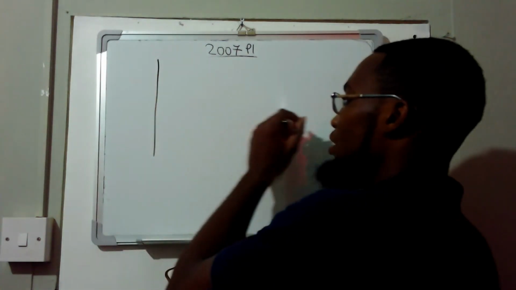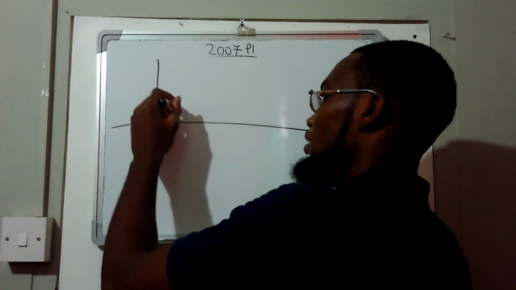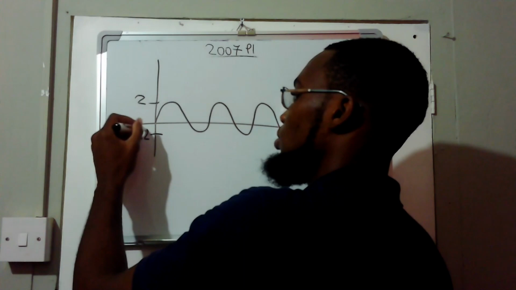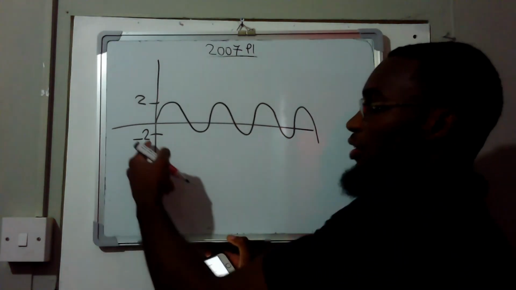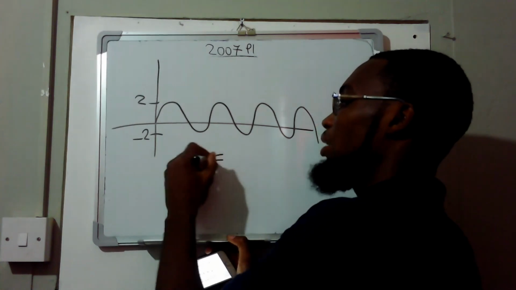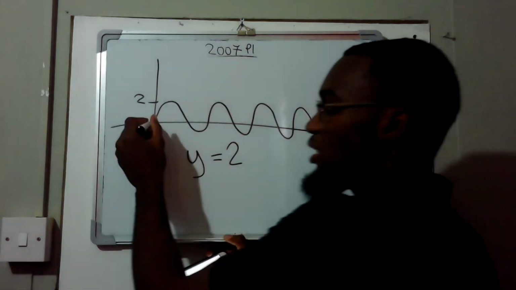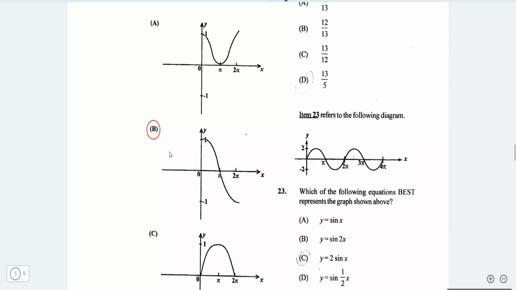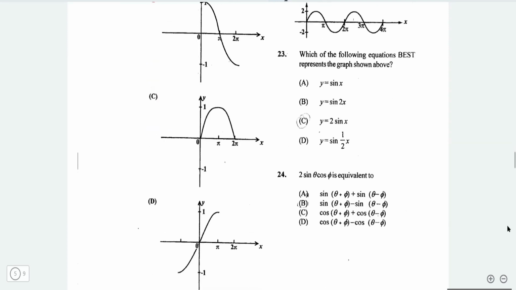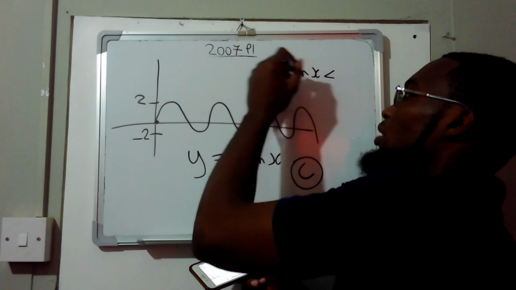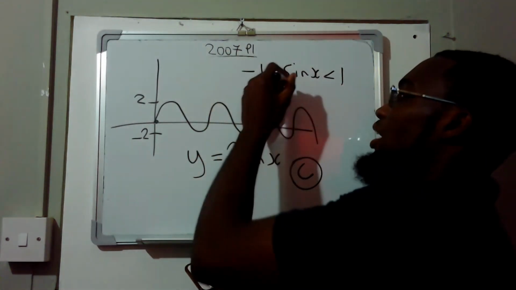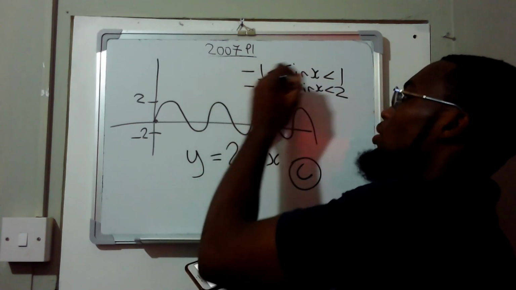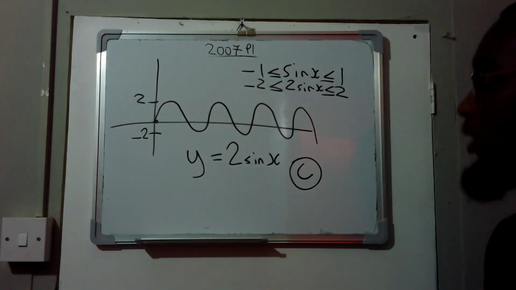Question 23, they give us a graph. This is 2, this is minus 2. Once you see 2 and minus 2, you know y equals 2 times something. Since it passes through the origin, it has to be sine x. So y is 2 times sine x. That's option C. Remember, the sine of x is bounded between 1 and negative 1, so you have to multiply it by 2 in order for it to be bounded between 2 and negative 2. So bear that in mind.